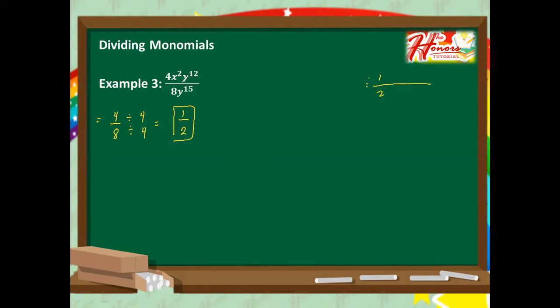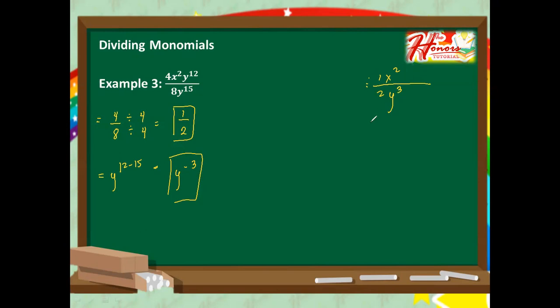For x squared, we don't have any x in our denominator, so you will just copy it. And then we are going to simplify y raised to 12. So that is y raised to 12 minus 15, which is equal to y raised to negative 3. As you can see, it is a negative number. So we have to write it in our denominator and change this into a positive exponent.